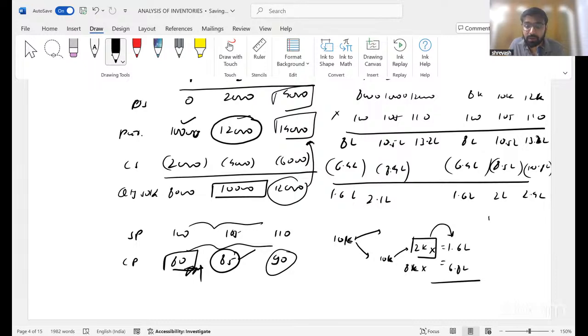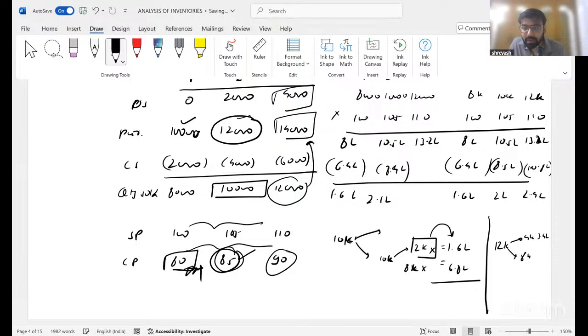But in case of FIFO, what will happen? You will first sell whatever has been purchased in the previous year. You have sold 12K this year. Your opening stock was how much? 4K. This will belong to the previous year purchases. 4K into 85, that is what it would look like. So 4 into 85, that will come to 3,40,000. So 3.4 lakhs.